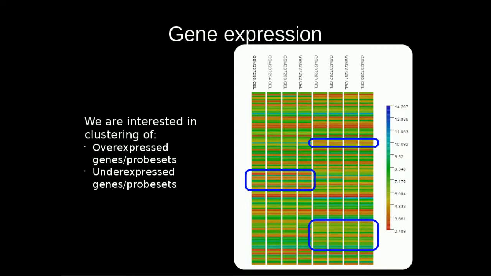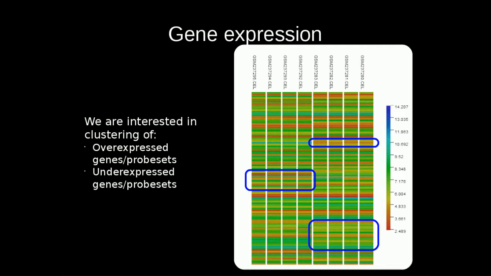We are interested in finding genes or probe sets that show a similar variation of their expression under different external conditions. A gene will be underexpressed under a certain condition if it presents a lower expression level for that condition. In a similar way, a gene will be overexpressed if it presents a higher expression level for a given condition.